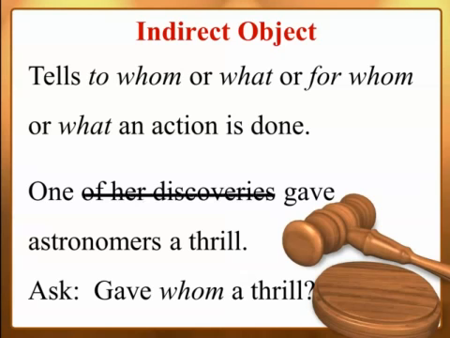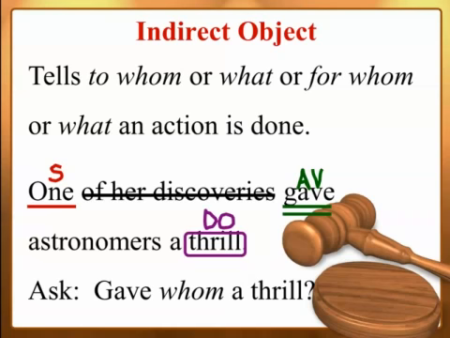The first thing I'm going to do is get rid of this prepositional phrase. I don't need it. One is your subject. One did what? Gave, action verb. One gave what? Thrill, direct object. To whom or for whom? Astronomers, indirect object.